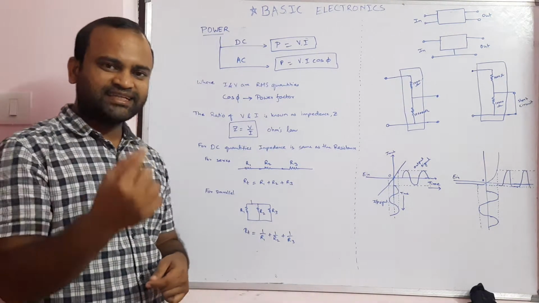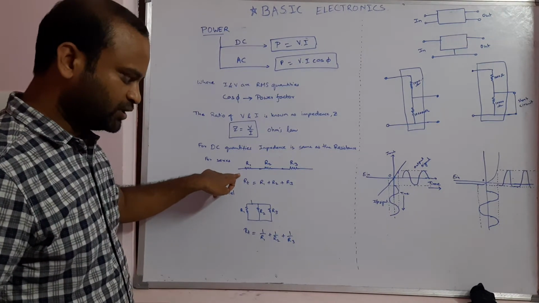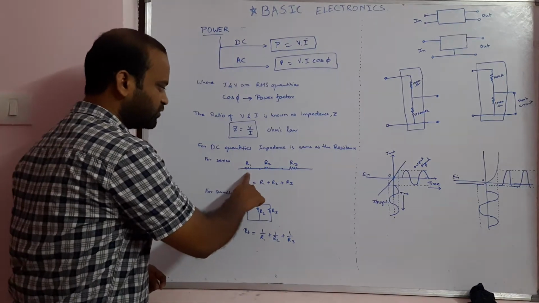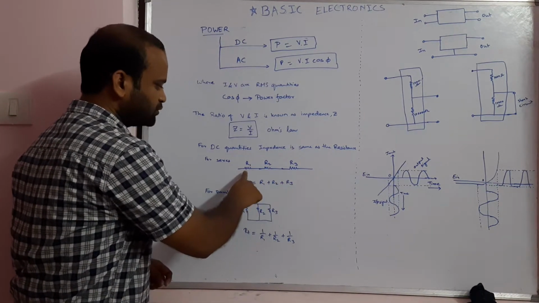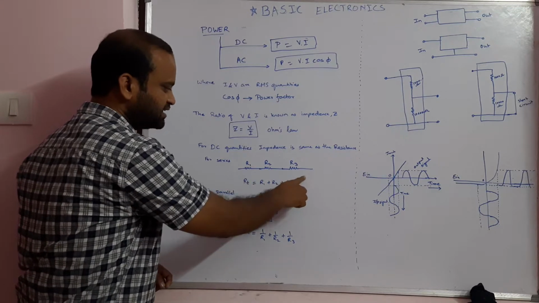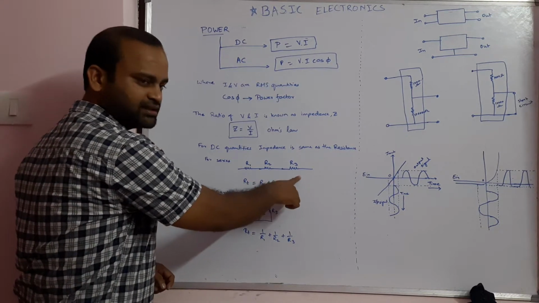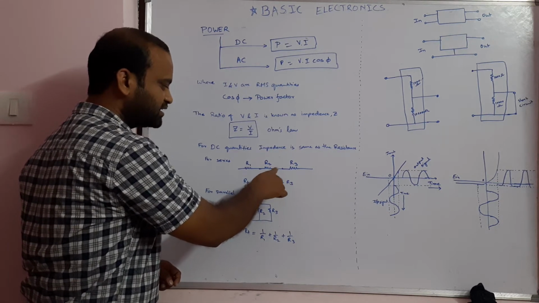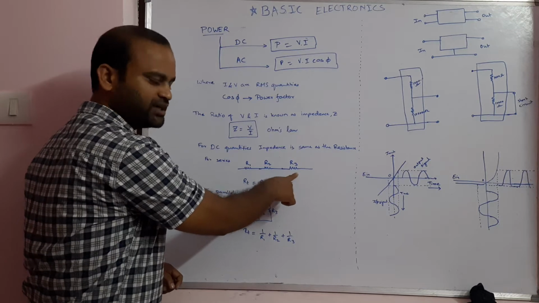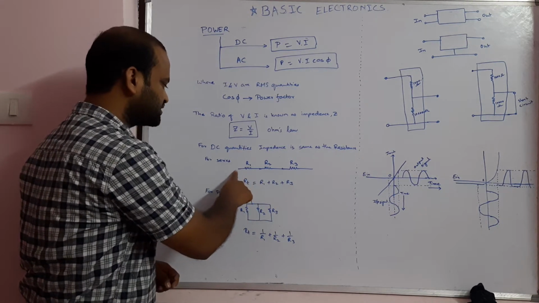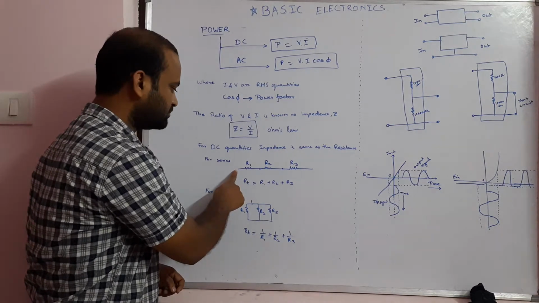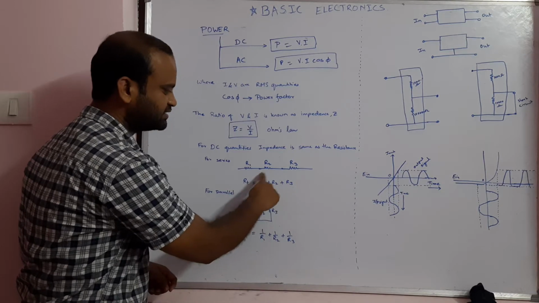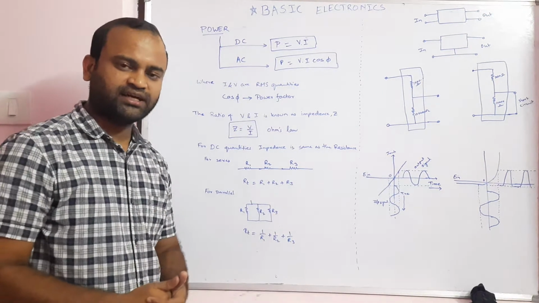The resistance is represented using this symbol, this is R1, R2, R3. If these three resistors are connected in series, that is one after the other, where one terminal is connected to the other terminal of the next resistor, then the total resistance, that is RT, between this terminal and this terminal, is equal to R1 plus R2 plus R3. This is the case for series connection.